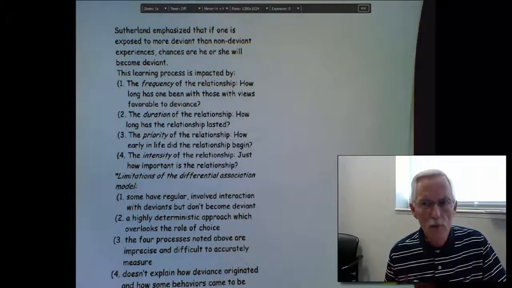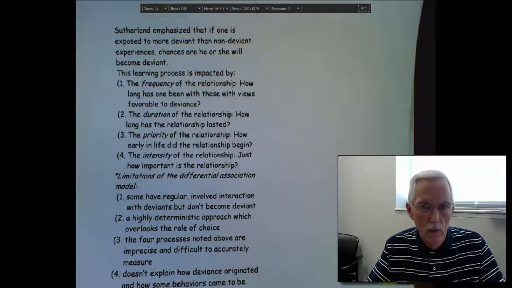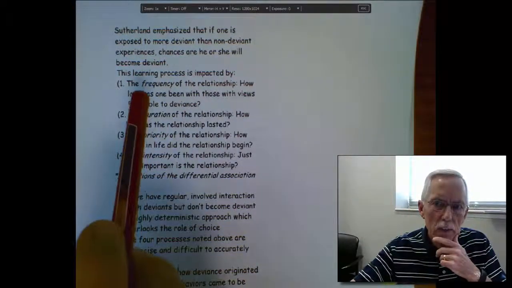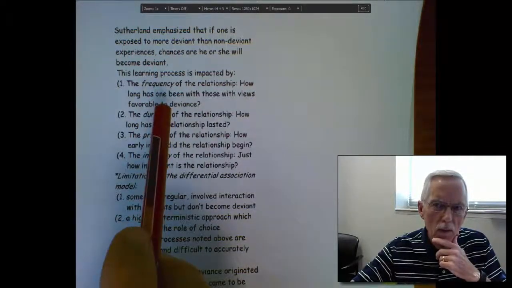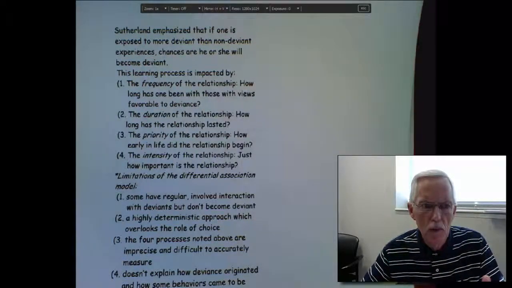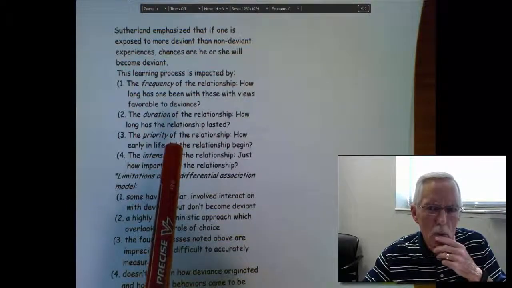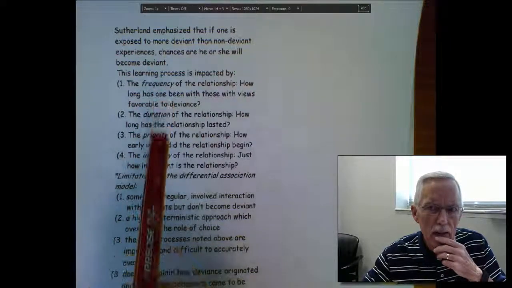Now, Sutherland himself was quick to point out it's not quite as simple as it sounds. His argument was that the learning process is going to be significantly impacted by these particular elements. I want you to examine each one of them for just a moment. How frequent is a relationship? Is this something that's casual, or is it something that, again, has marked your life? And again, how long has it lasted? Is this short term, or is this something that's been going on for years and years and years? And it's something you're doing frequently, day in and day out.